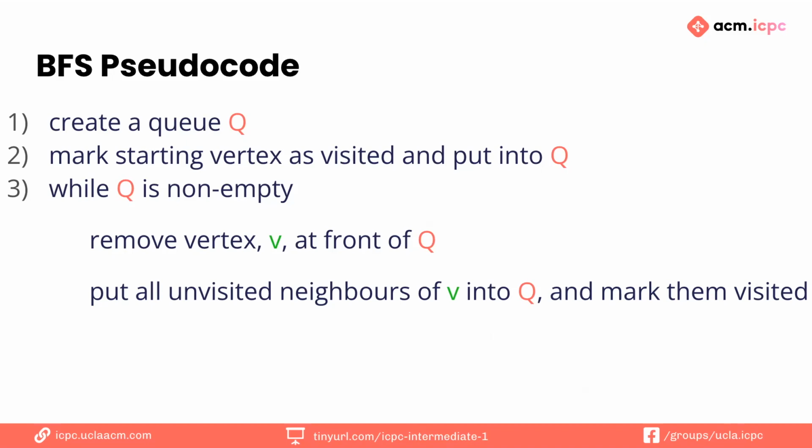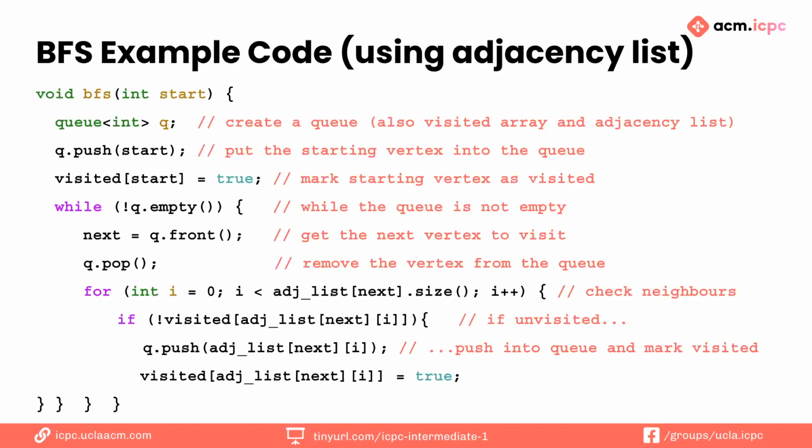You can go to the next slide. You'll see the example code. So in C++, using an adjacency list, FYI, this is sort of what it looks like. You don't need to understand every little bit of this, but basically what is going on is we create the queue, we push in the starting vertex, which is passed into the function in this case, and then we set that value equal to true.